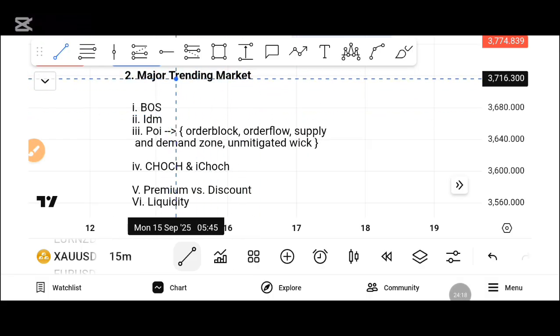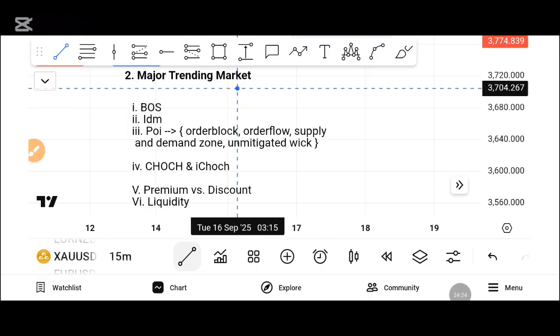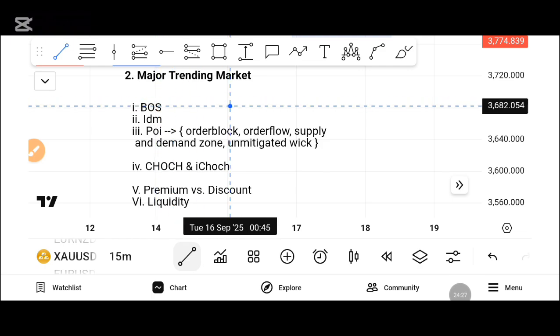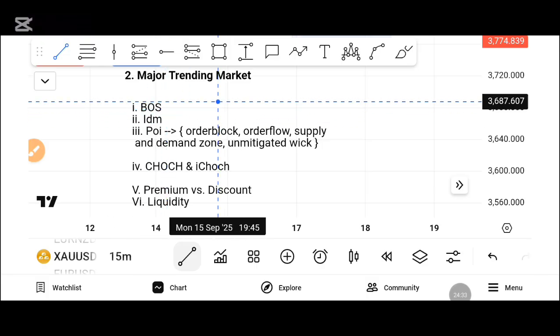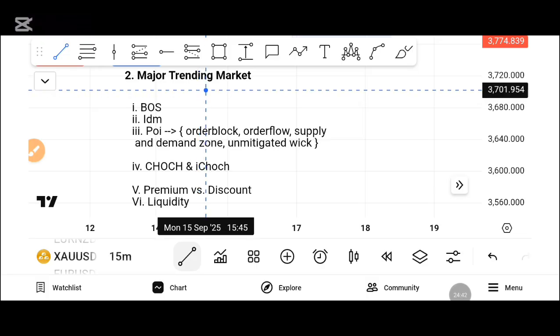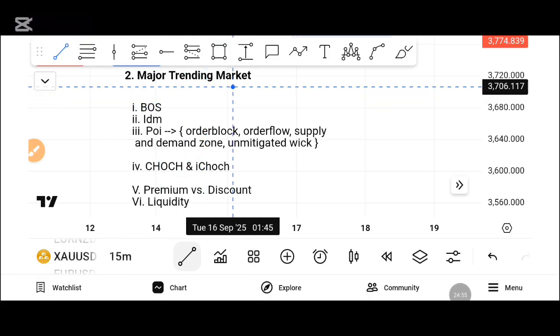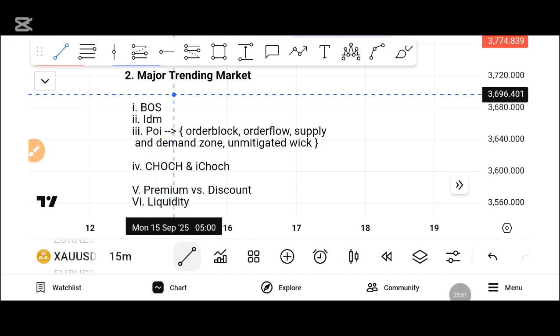In this major trending market, we tend to look for a BOS. A BOS means break of structure. Please, I told you that whenever you are watching this video, always be with your book and your Bible so that you can take note of some of the forex language I'm using, the forex slangs and forex techniques I'm using, so that you can make use of them also, or not be confused whenever I use them in other videos. So whenever you see BOS, it means break of structure.